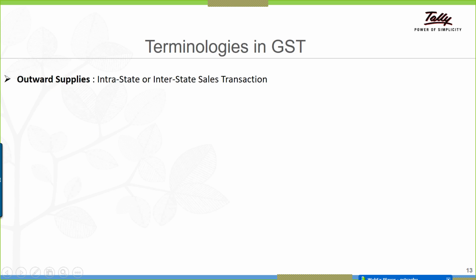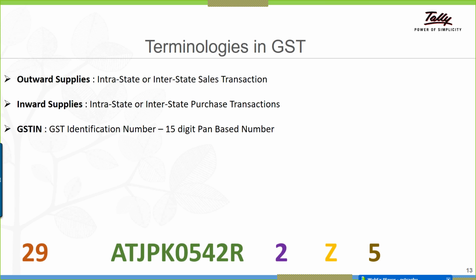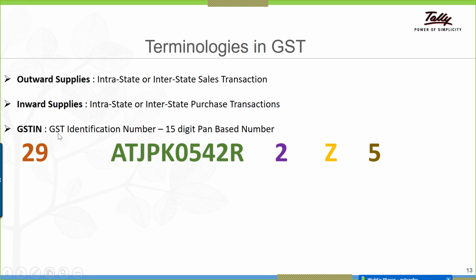Terminology used in GST: outward supply, nothing but intrastate or interstate sales transaction. We call it outward supply. Inward supply, intrastate or interstate purchase transaction. And GSTN is nothing but GST identification number, which is 15 digits including PAN. The first 2 digits are specific, they specify the state. For Karnataka it is 29. Similarly for Maharashtra it is 27. So this is the company PAN number, and the 13th digit starts for entity.